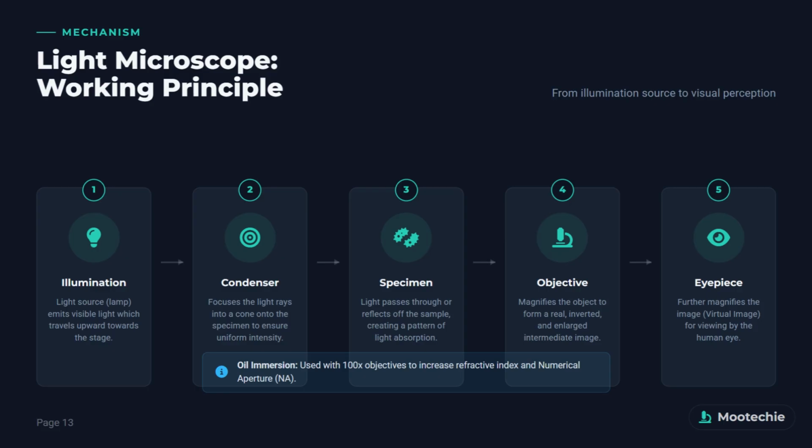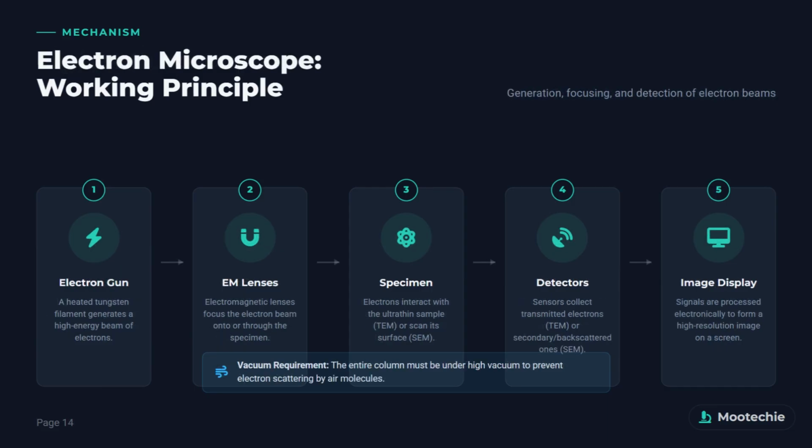Similarly, let's see how an electron microscope works. This slide outlines its principle. First, an electron gun generates a beam of electrons. Second, electromagnetic lenses focus this beam. Third, the beam interacts with the specimen, either passing through it in a TEM or scanning its surface in an SEM. Fourth, detectors collect the resulting electrons. Fifth, these signals are processed to form an image on a screen. A critical requirement is a high vacuum throughout the entire column to prevent air molecules from scattering the electron beam.